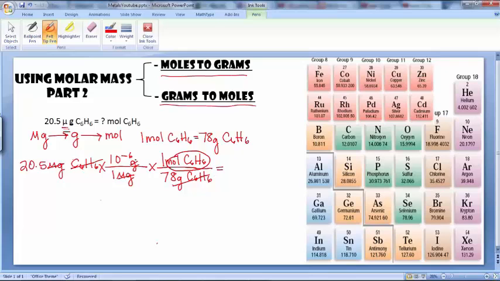So when we do that multiplication and division, we wind up with 2.63 times 10 to the minus 7. And what unit do we have? We have moles C6H6.